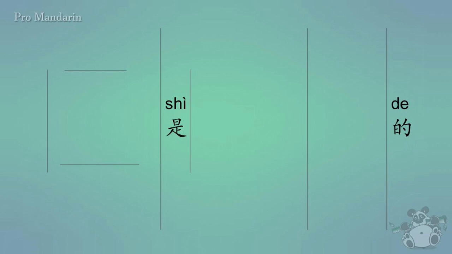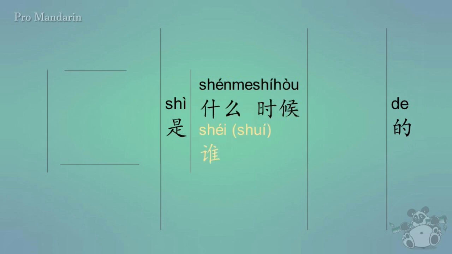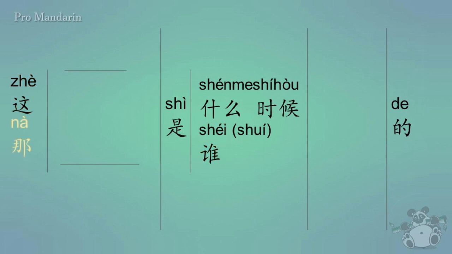So the first word inside is going to be 什么时候, which is when, as in when is something going to happen. And then we got 谁, which means who. And as you notice, there's a couple different pronunciations here. Some say 谁 and others say 谁, but most people say 谁, and so that's the way I say it. And then over here on the left, we got 这, which means this, and 那, which means that.